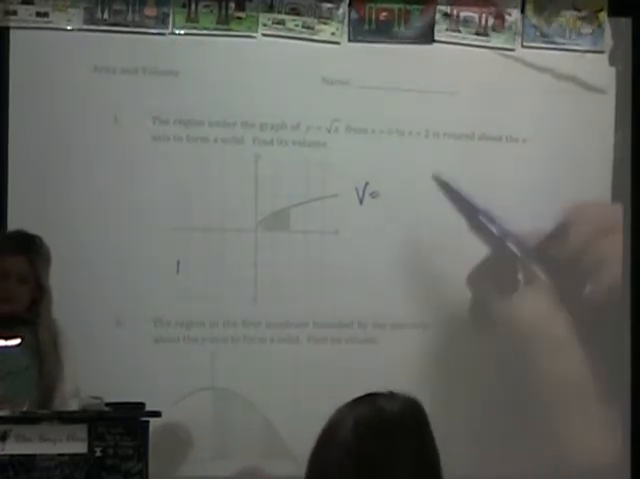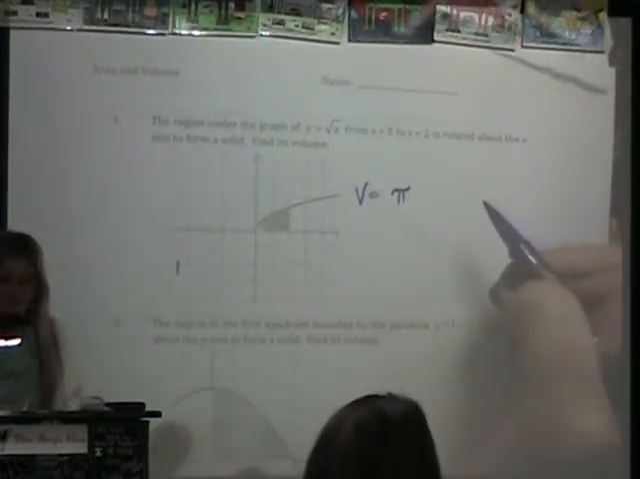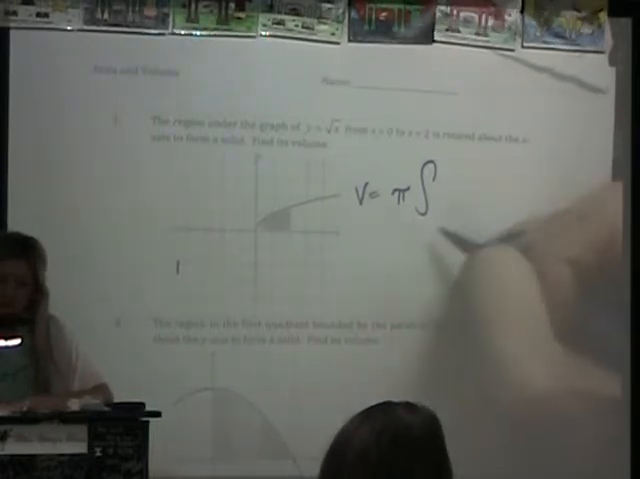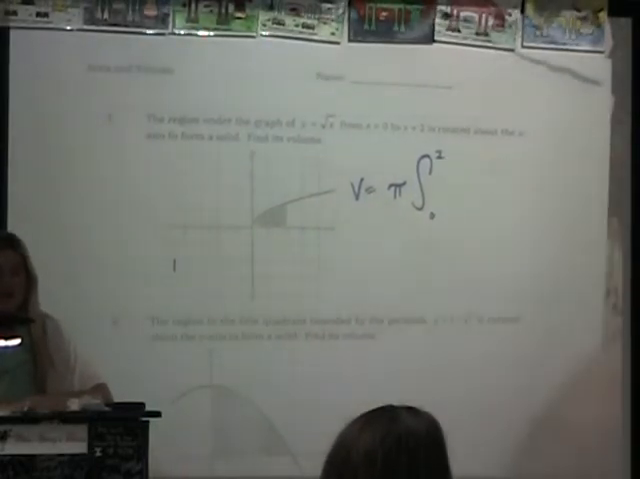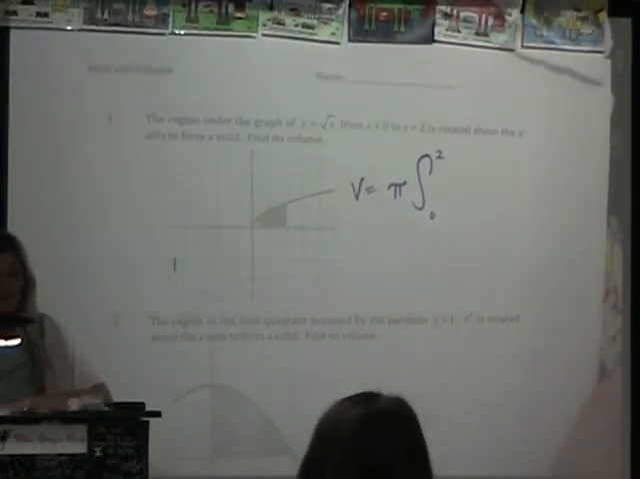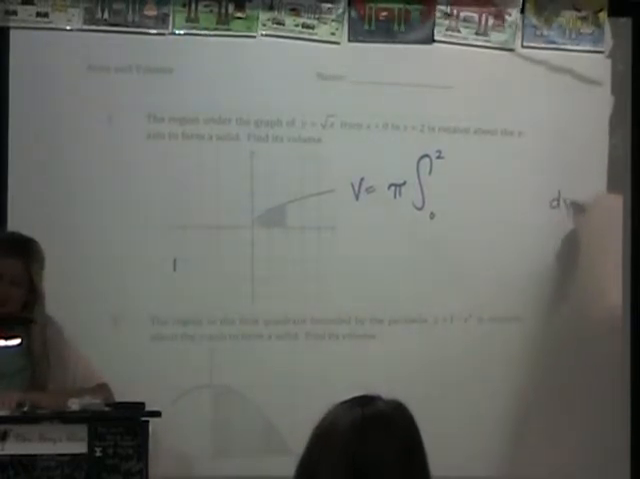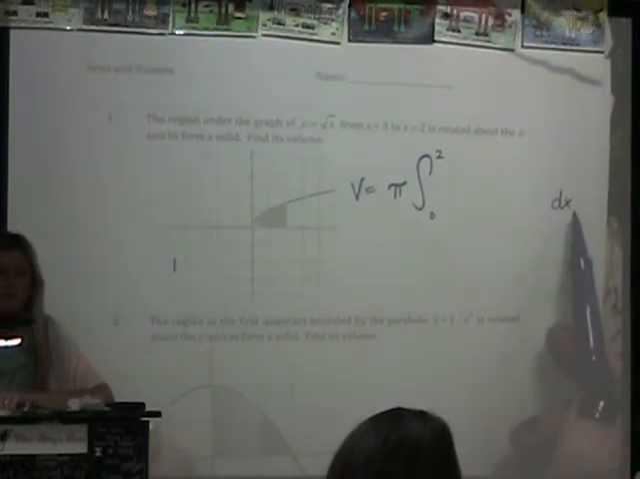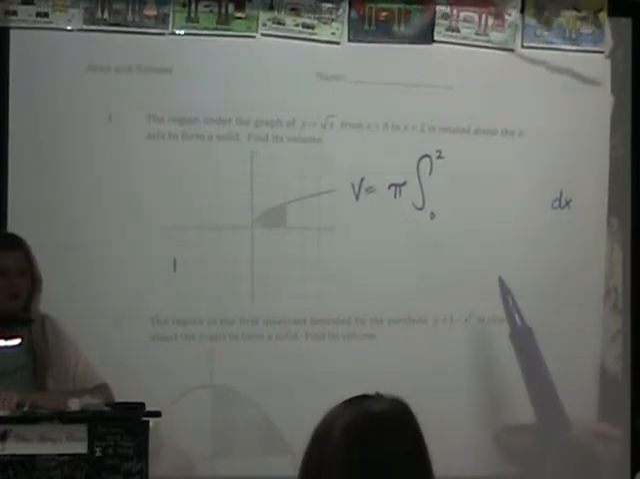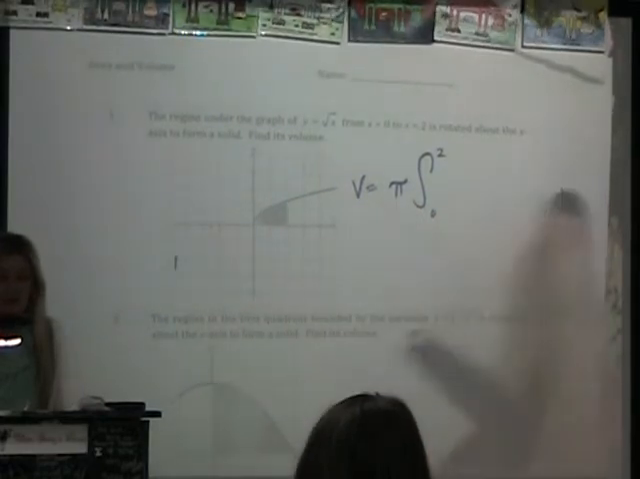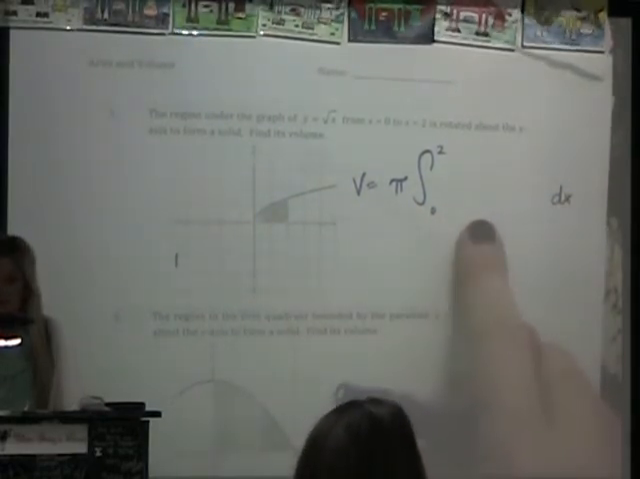But the volume is going to be, always start with pi, times the integral from what to what? 0 to 2. Because we're integrating with respect to x or y? With respect to x, because it says around the x-axis. So I'm going to put my dx over here. That's my height. What's the only thing I'm missing from my formula? My r squared, the radius squared, because I'm integrating pi r squared h. Here's my pi, here's my h, I just need my r squared in the middle.